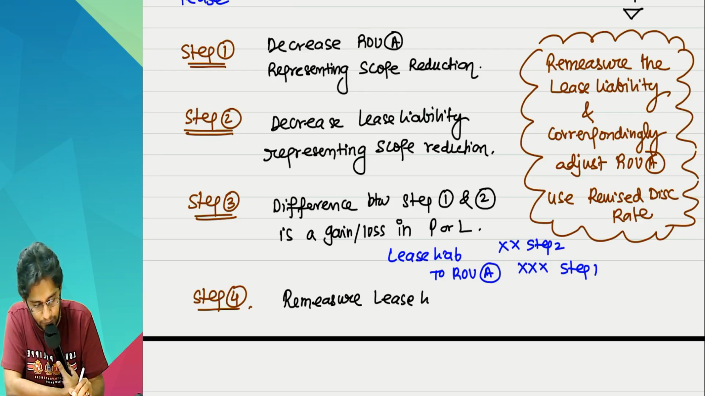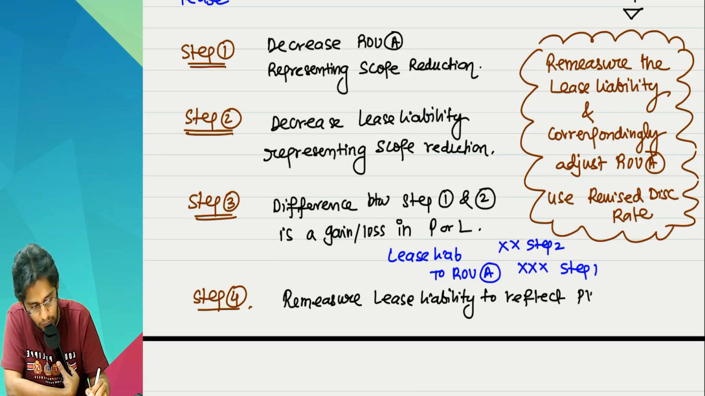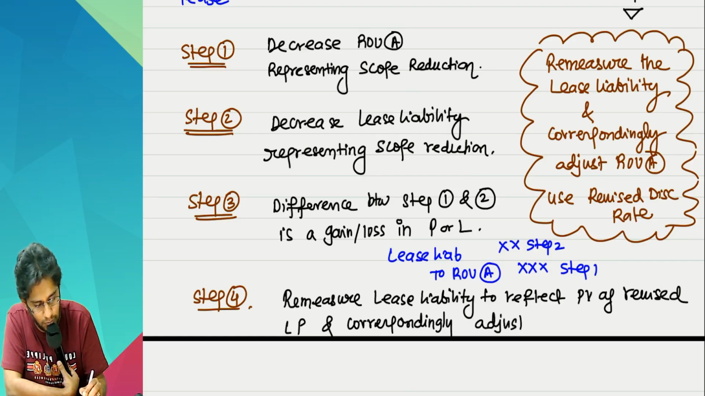Now remeasure the lease liability to reflect the present value of revised lease payments and correspondingly adjust to ROU asset.